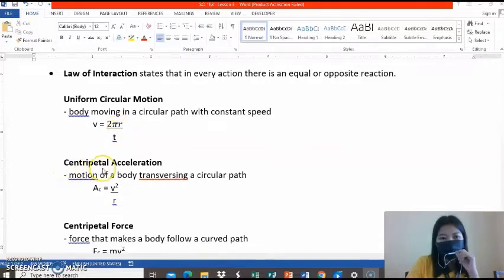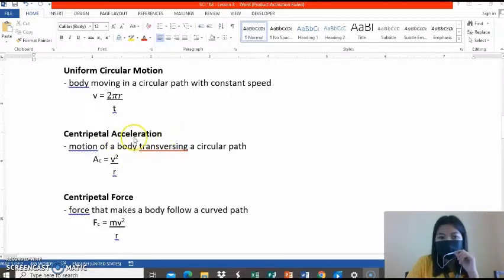Next, we have here centripetal acceleration. In centripetal acceleration, we're going to get the acceleration of a body traversing a circular path. Yung acceleration naman ang hinahanap dito. Dito sa isa, yung speed sa circle. Dito sa isa, acceleration sa circle. So, dito, centripetal acceleration is equal to speed squared.